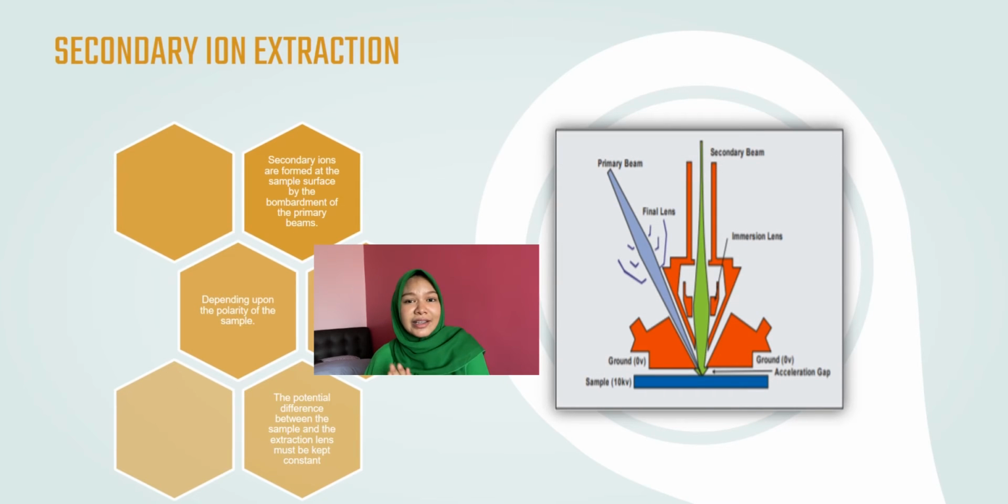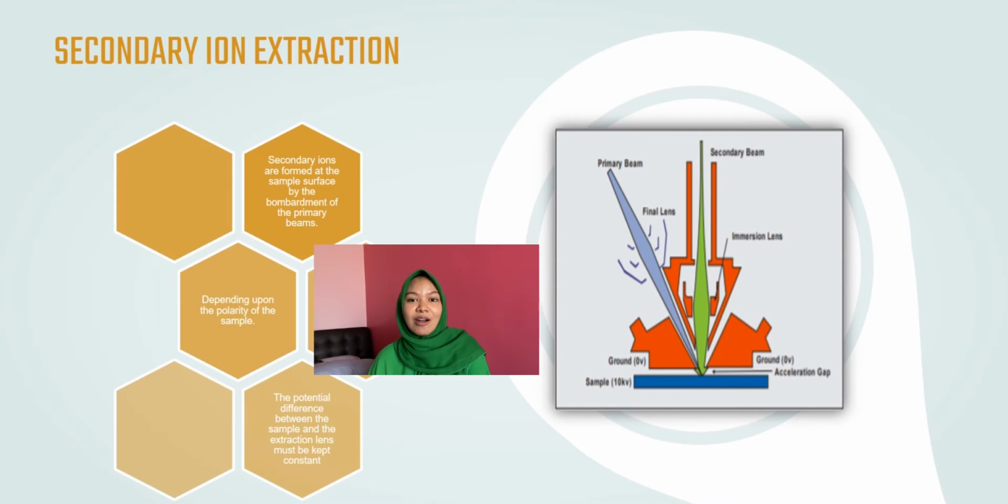So, the secondary ions are formed at the sample surface by the bombardment of the primary beam. These secondary ions are immediately removed by an extraction or immersion lens. In this system, the sample is held at high potential and the first member of the extraction lenses is at ground potential. Depending upon the polarity of the sample, positive or negative secondary ions may be extracted.